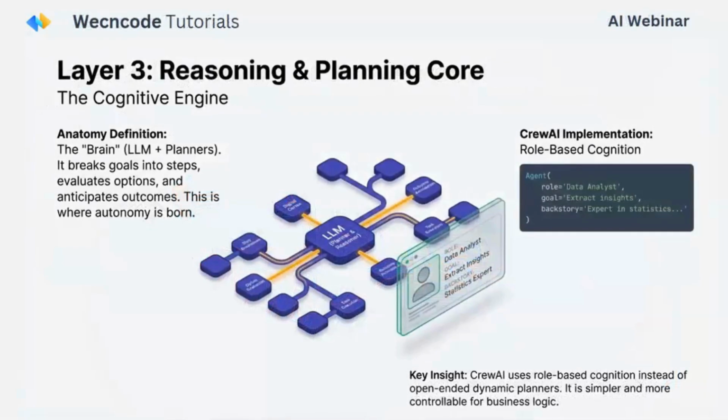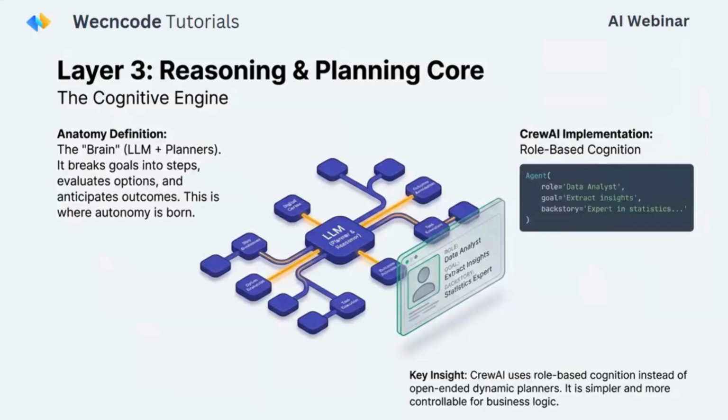Reasoning and planning. This is also the core part of agentic AI. So the brain: in the last class, we did discuss the brain of the agents. Like we said again, the brain of the agent is the LLM. They use the LLM to reason. Remember, the LLMs are trained on a very large data set. And so the agent uses the LLM as the brain, as a guide to plan. It breaks goals into steps, evaluates options, and anticipates outcomes. This is where autonomy is born.